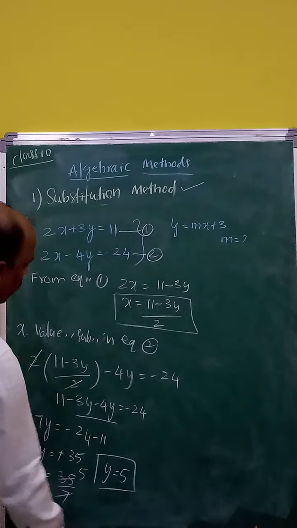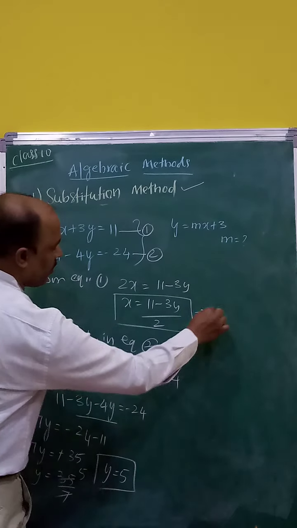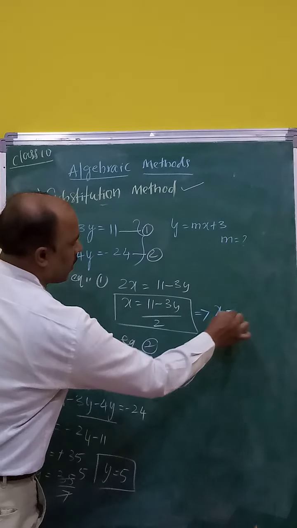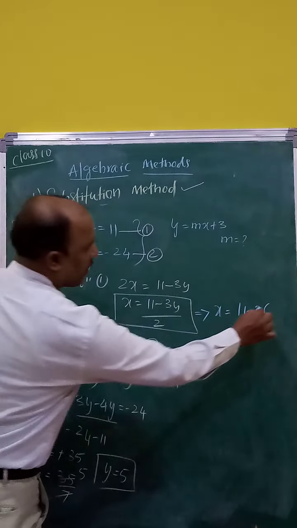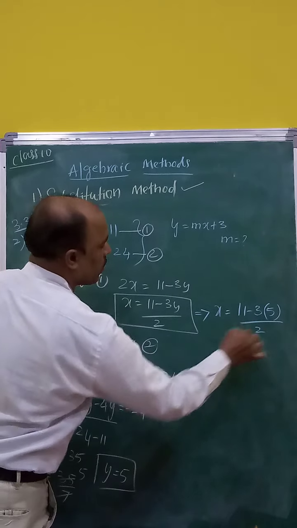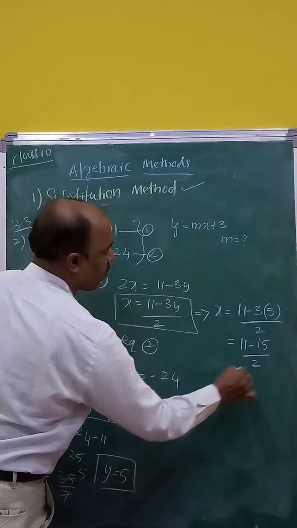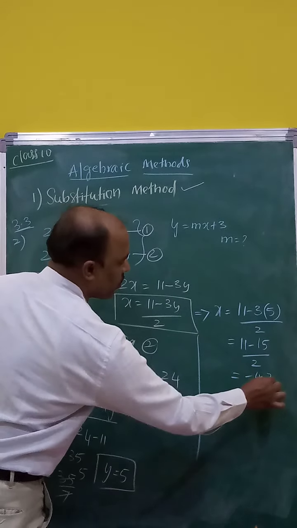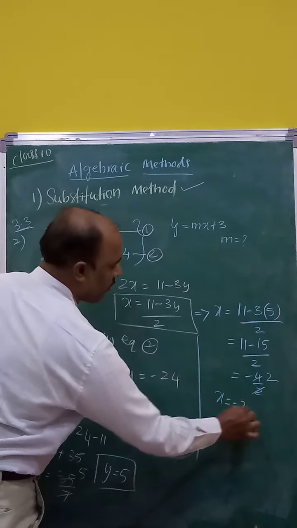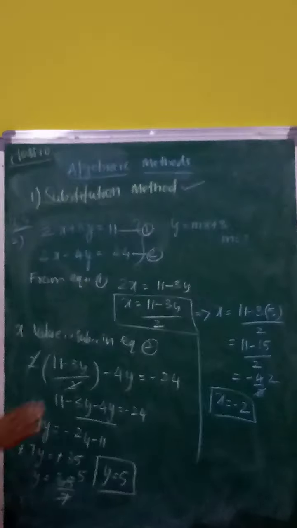This y value substitute here again. We know x is equal to (11 minus 3y) by 2. Substitute here: x is equal to 11 minus 3 into the y value, 5, by 2. 11 minus 3 5s are 15, by 2. 11 minus 15 is minus 4 by 2. Cancel, 2s are. X is equal to minus 2. X value is minus 2 and y value is 5.